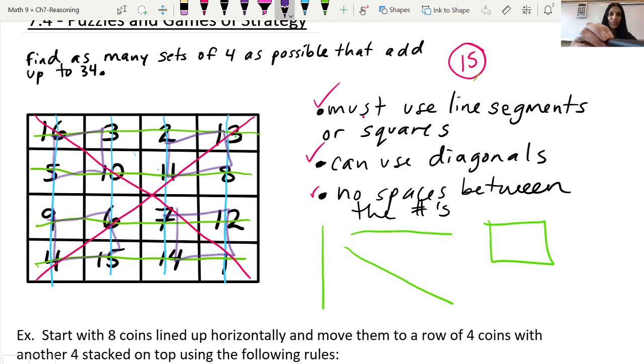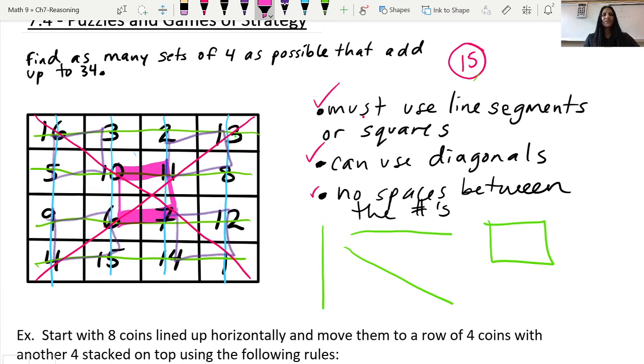And I think there's only one area left to try, and that's in the middle here. 6 and 10 is 16, and then we're adding this 11 to it, so we would get 27. We're going to add that, and look at that, that also gives us 34.